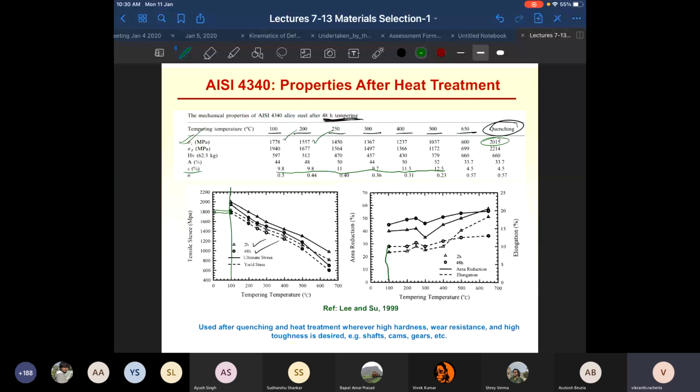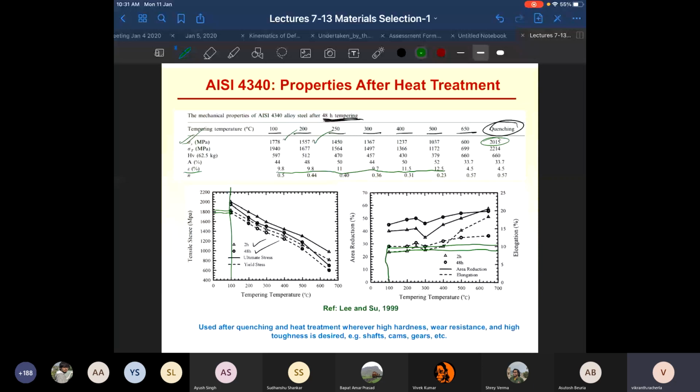But in terms of ductility, once again, if I look at percentage elongation, for 100 degrees, for 2 hours tempering, it is about 9%, and for 48 hours, it is about 10%. Okay, there is very little difference in the increase in ductility if you temper it for 48 hours. This is the reason that most of the times tempering is done for about 2 hours.